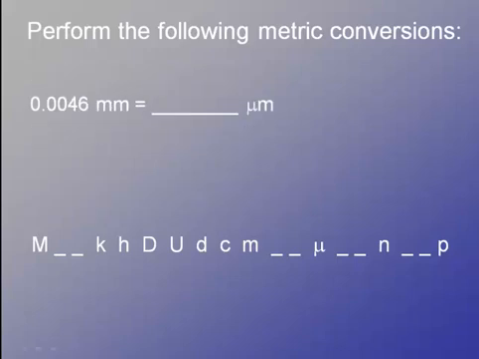Millimeters to micrometers moves the decimal 3 times to the right. This answer is 4.6 micrometers. Lastly, 305 meters equals 0.305 kilometers.